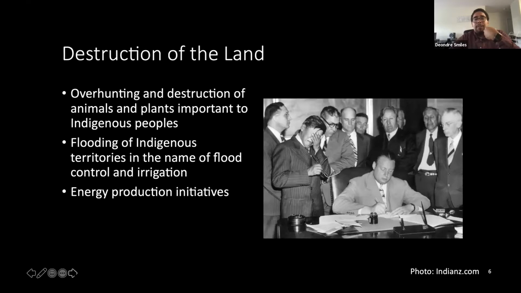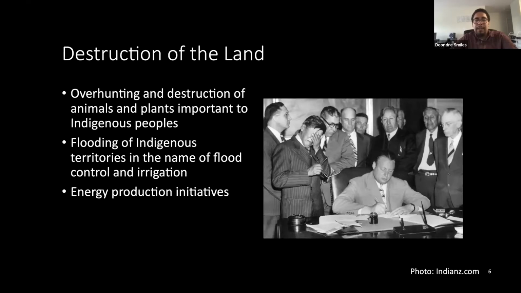This is a form of whitewashing the destruction of the land, right? In actuality, there was widespread overhunting and destruction of animals and plants important to indigenous peoples. The overhunting of bison on the Great Plains was one such example. Another example, covered by scholars such as Nick Estes, is the flooding of indigenous territories in the name of flood control and irrigation. The picture here on the right is from the 1930s, when an indigenous chief, pictured on the left-hand side, is signing away his land to authorities in the Dakotas for a flood control project called the Pick-Sloan Act. You can see he's not very happy about that, right?